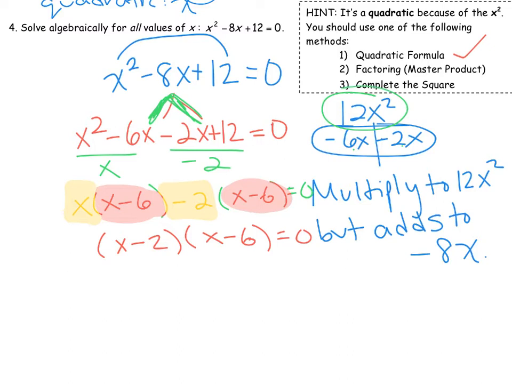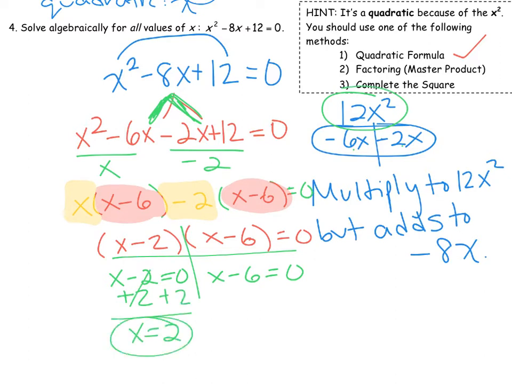Because both of these things are going to equal 0, now I can t-chart. When I t-chart this, I have x minus 2 equals 0 and x minus 6 equals 0. When I solve for x, I'll have x equals 2 and x equals 6. And we are done. That's how we would do this by using the master product and factoring.